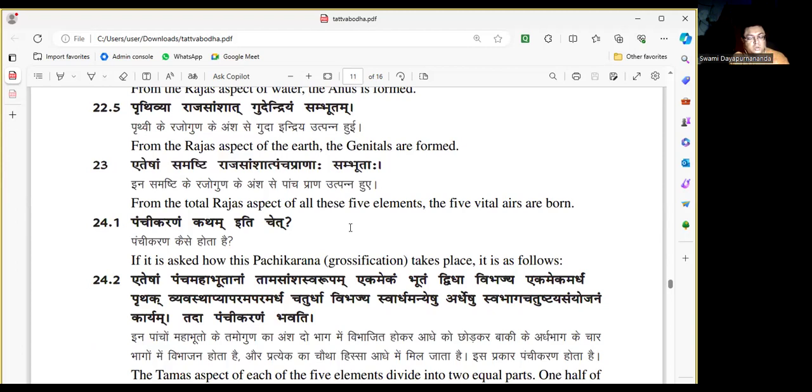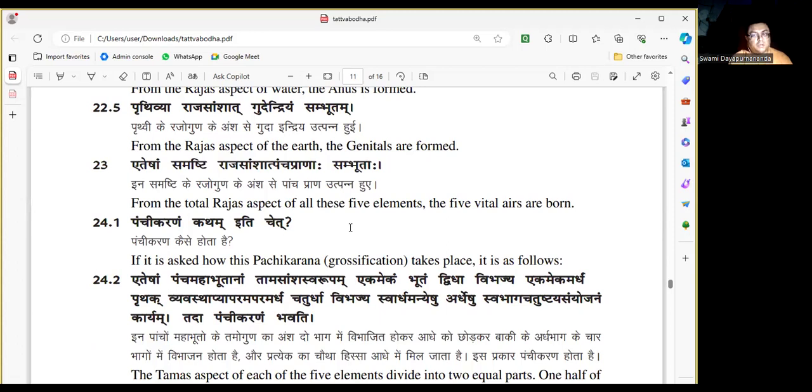That he says in 24.1: Panchikaranam katham iti chet. This process of forming the gross body, Sthula Sharira, is called Panchikarana. That is a term given in Vedanta. And all these come from the Upanishads only, because these are given in the main Upanishads in the Shruti. It is not formed in his own way, he is not just inventing these ideas. It is all given in the Shruti, in the Upanishads, in the Vedas.